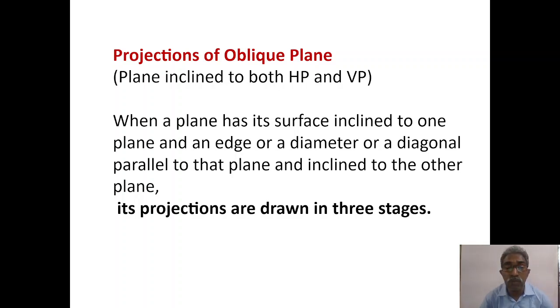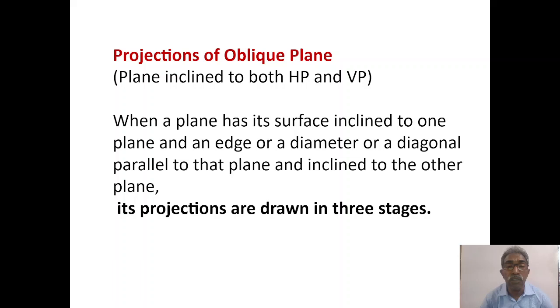You have to remember, for the given question, in how many stages to draw the projections. That depends upon the position of the plane. When the plane is in a simple position, solve in one stage. If the plane is inclined to one plane and perpendicular to the other plane, draw in 2 stages. And when the plane is inclined to both planes, then solve the problem in 3 stages.